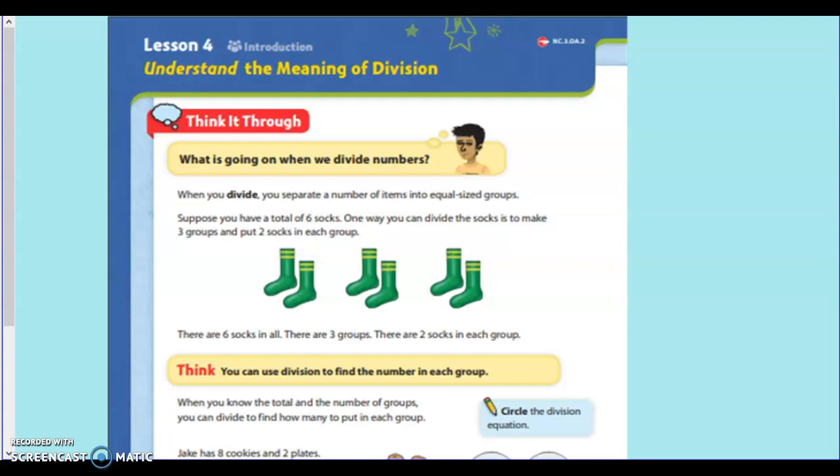All right, again, I'm on page 30, and this is just understanding the meaning of division. We're thinking, what is going on when we divide? When you divide, you're separating the number of items into equal size groups. So if you've got 6 socks and you divide them into 3 groups, you've got 2 socks in each group. So there's 1, 2, 3. So 6 socks in all, 3 groups, you've got 2 in a group. So we can use division to find the number in each group, which is what we did right here, okay?